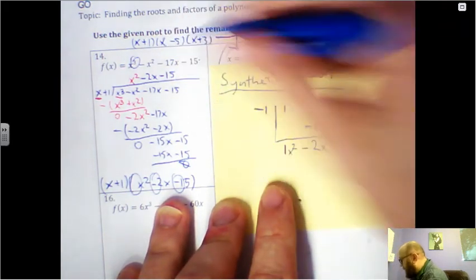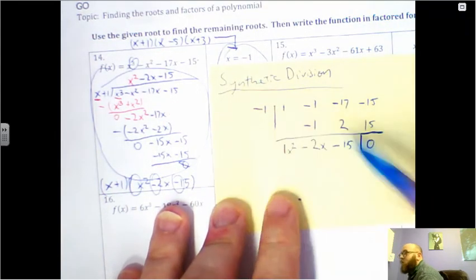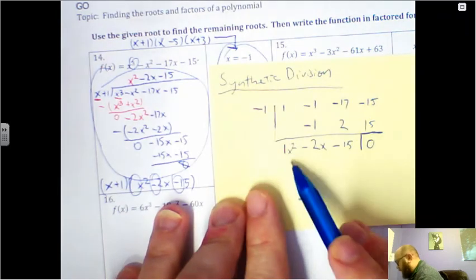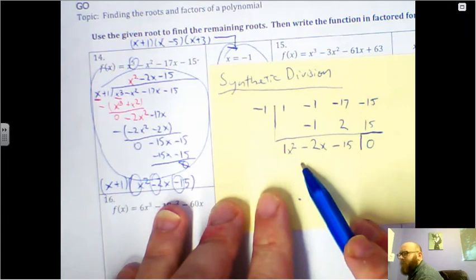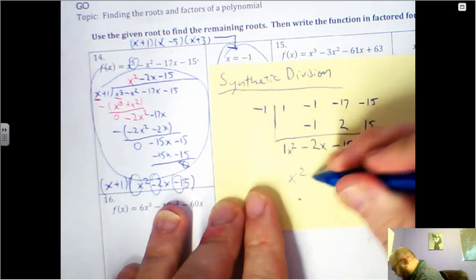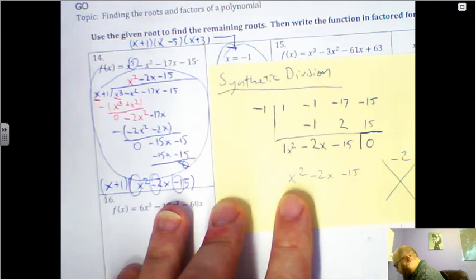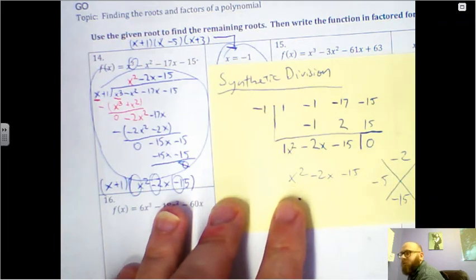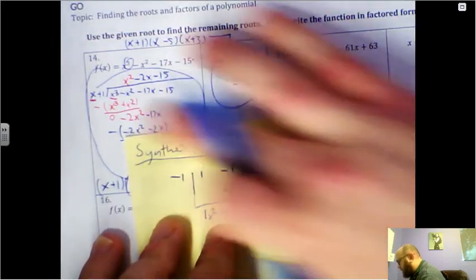So essentially, synthetic division allows us to take this whole step of doing long division and do it much more quickly. So now we have a quicker way of figuring out what factor is left over here. Once we have x squared minus 2x minus 15, we can use that classic x method: what two numbers add to negative 2 and multiply to negative 15? We know that's going to be negative 5 and 3, and then we can solve from there. And those end up being our factors. Boom, boom, boom, boom.